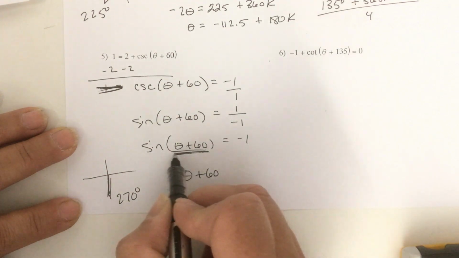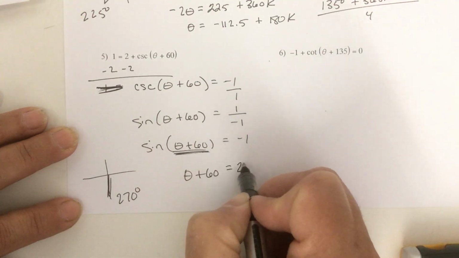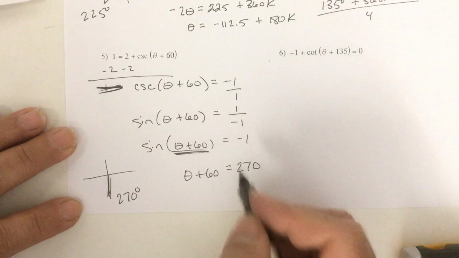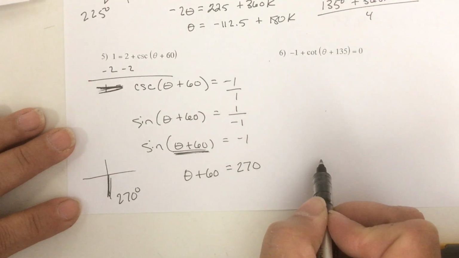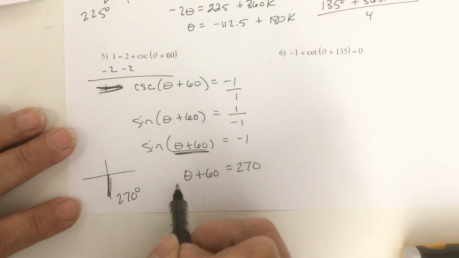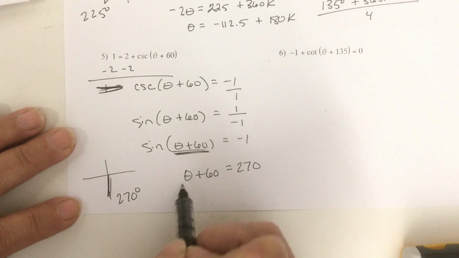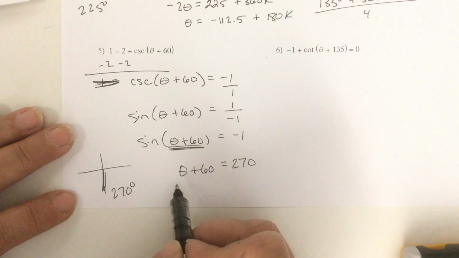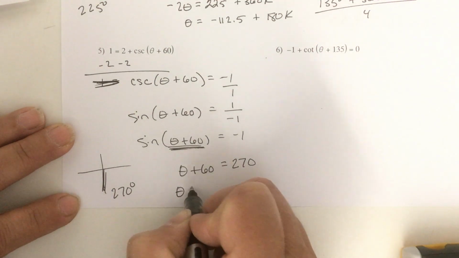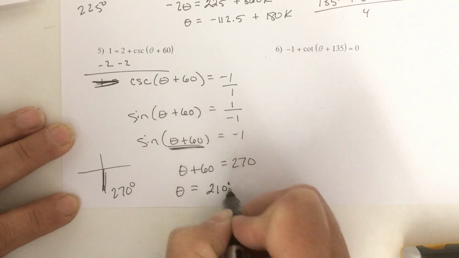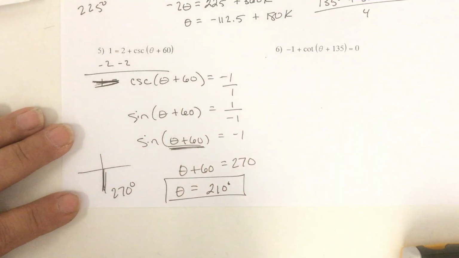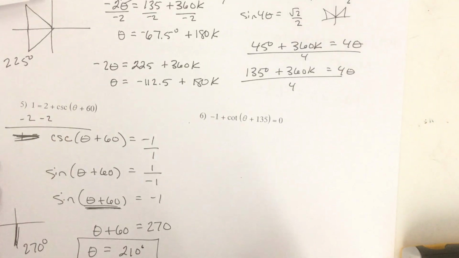Then that means theta plus 60 has got to equal 270. Subtract, and you don't need to worry about the plus 360k because you don't have a 2 theta or a 3 theta or a theta divided by 5. There's nothing multiplied or divided by that theta. So you can just subtract 60 and know that that's your only answer. So 210 degrees.